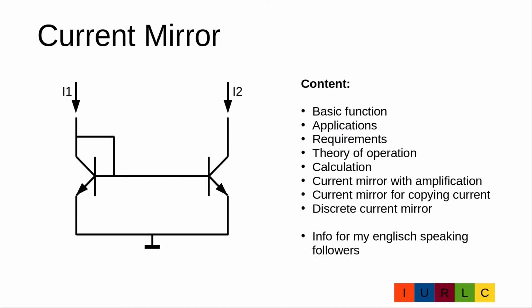Today I will explain the basic function of a current mirror, its typical applications, the requirements for the current mirror transistors, the theory of operation in detail, a calculation to prove the theory of operation, then how to build a current mirror with amplification, how to build a current mirror for copying current, and finally build up a discrete current mirror and do some measurements on it. And at the end of the video I have a special info for my English speaking followers.